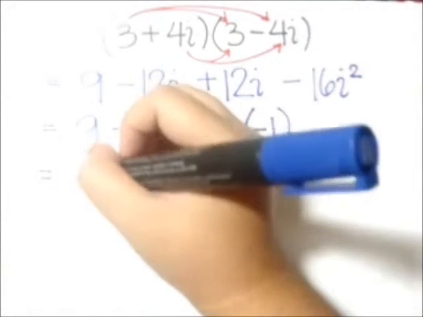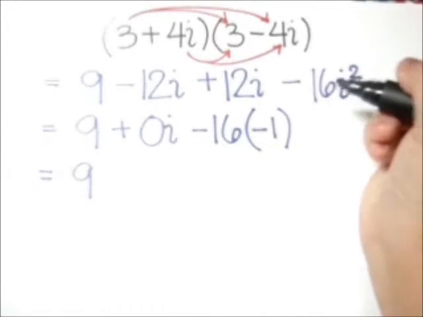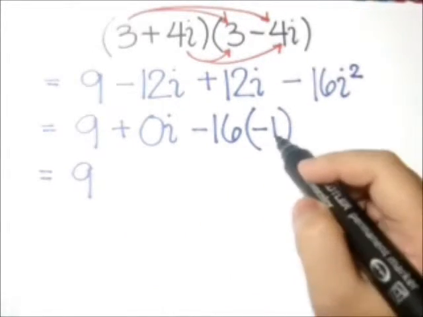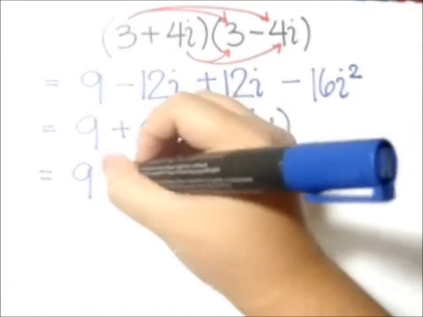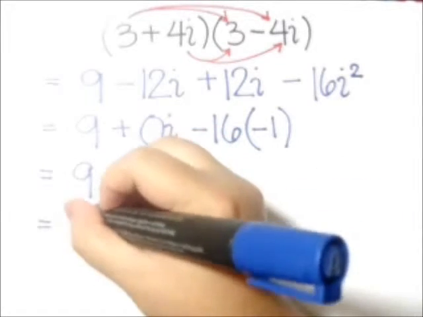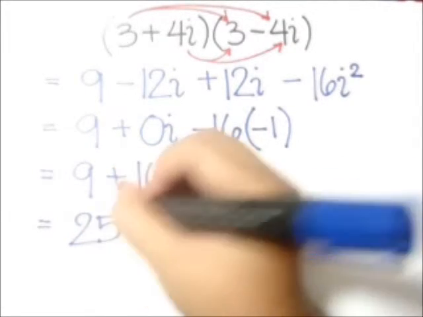So we multiply 16 and negative 1, giving us plus 16. So that's 9 plus 16, giving us a final answer of 25.